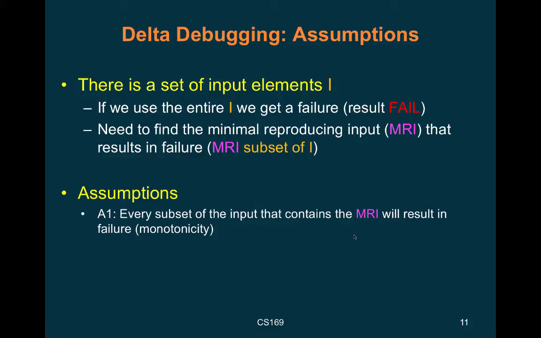When you say every subset of the input that contains the MRI will result in failure, is that the failure we're looking for? Yes, we're always looking at this failure, this fail. I should maybe write here red fail, okay? And that's very important. I'm not looking for a compiler or syntax error, I'm looking for the compiler crash.